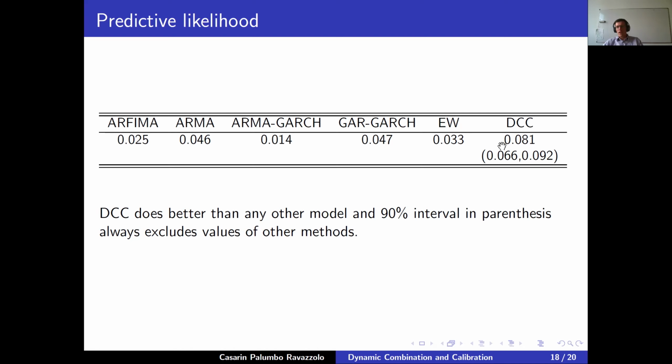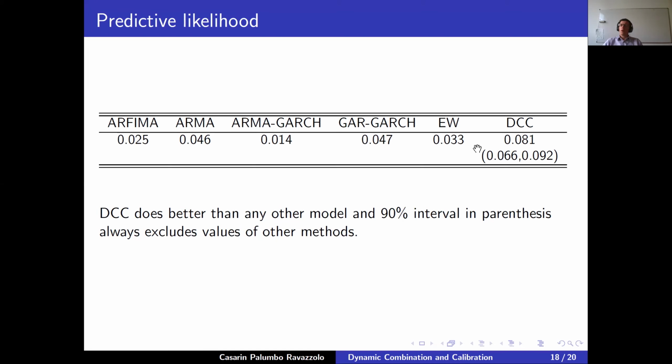So here I'm showing you the 90% of the distribution. As you can see, all these models are outside the 90% distribution of my model. These have only one log score, because we only simulate the density once. Here we do more draws. And in any case, it seems to be really superior. And I thought it was a nice result.